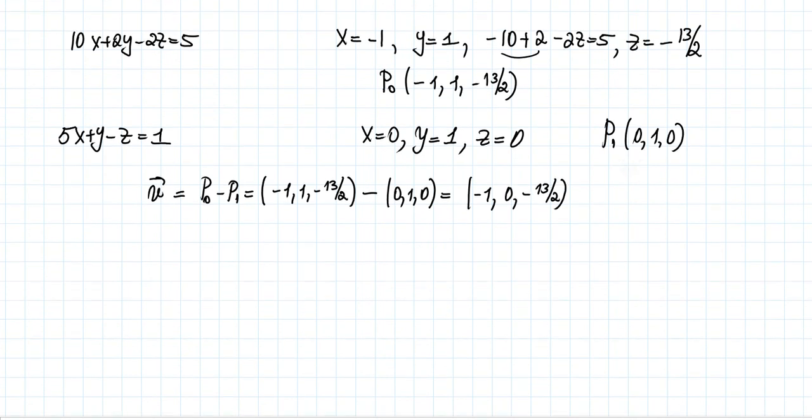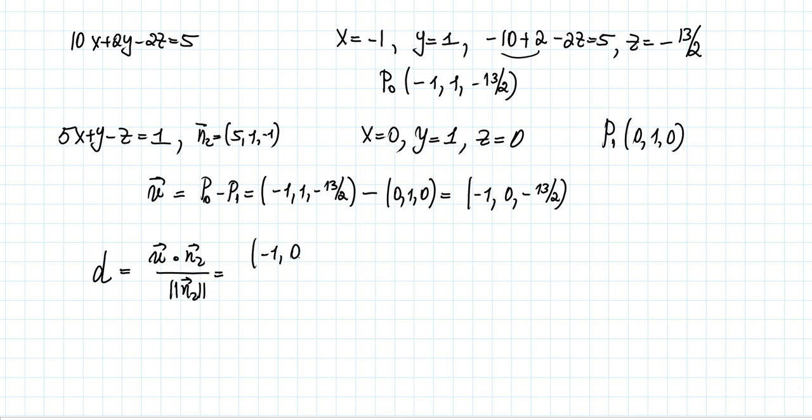Now, in order to find the distance between the planes, what I need to do is u vector multiplied by the n2, divided by the norm of n2. So what was n2? It is the normal vector to this plane. It has the components 5, 1, and minus 1. Let's substitute this. This is going to be minus 1, 0, minus 13 over 2, dot product 5, 1, and minus 1, divided by the norm of the second vector, n2.